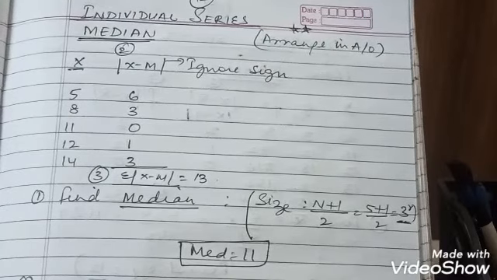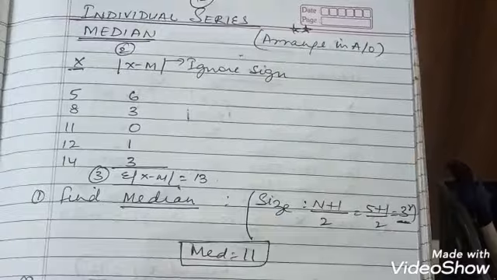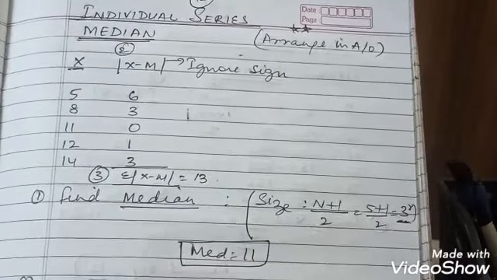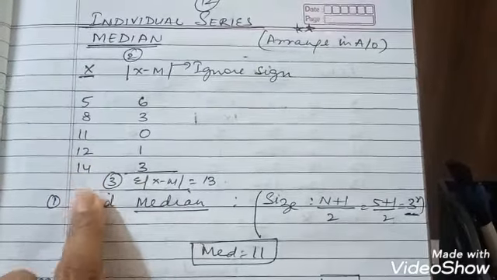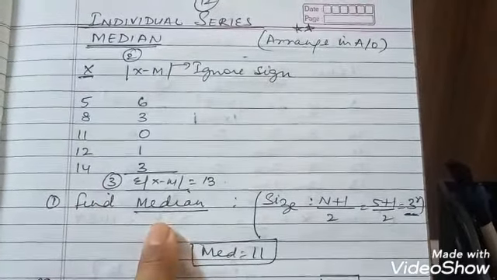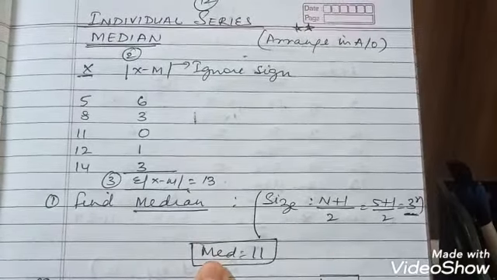Now we are doing mean deviation and its coefficient from median in case of individual series. So both for individual series are getting covered, right? In individual series also, this is your x column which will be given to you. The very first step is that you have to find the median. I told you this is the first step.